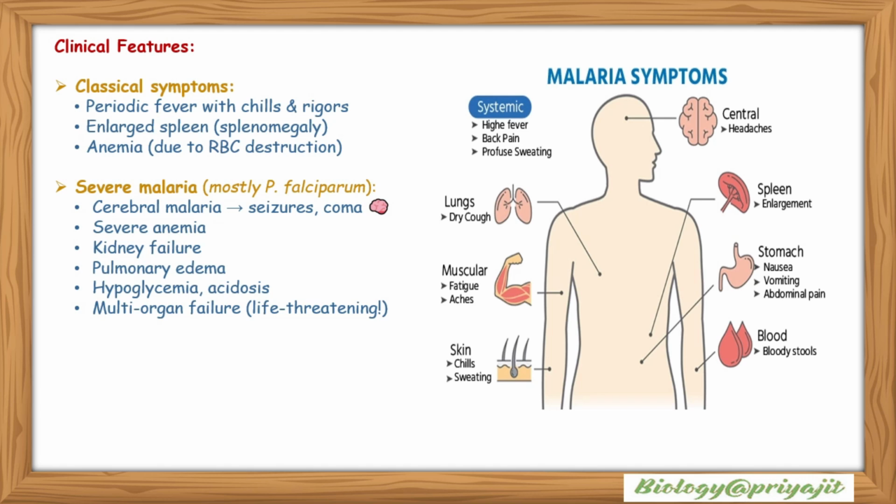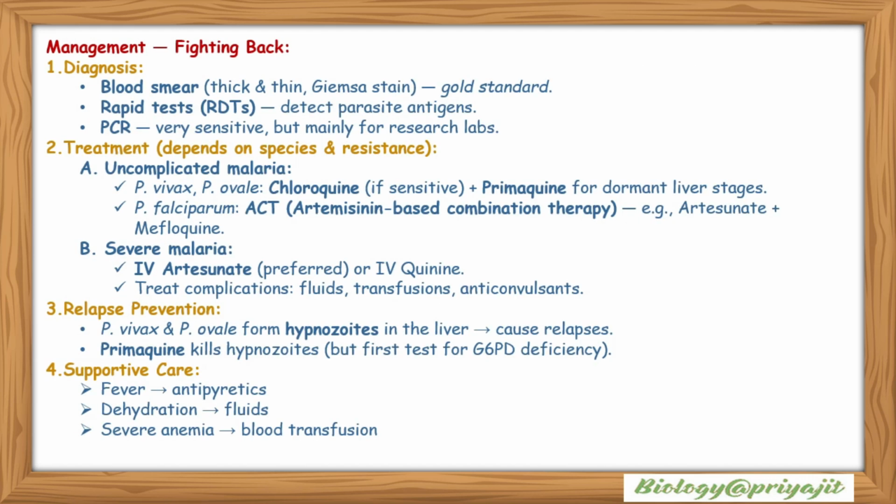Clinical features, classical symptoms: periodic fever with chills and rigors, enlarged spleen, which is called splenomegaly, and anemia, which occurs due to RBC destruction. Severe malaria is caused mostly by Plasmodium falciparum. It causes cerebral malaria with seizures or coma, severe anemia, kidney failure, pulmonary edema, hypoglycemia, acidosis, and multi-organ failure, which is life-threatening. Management, fighting back. Diagnosis: blood smear, thick and thin, Giemsa stain, the gold standard.